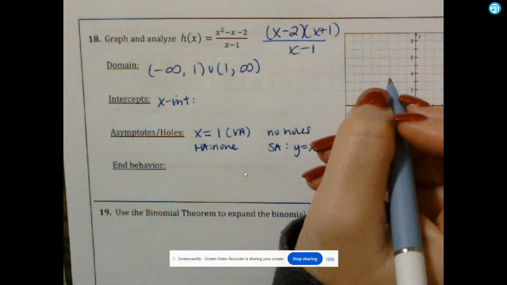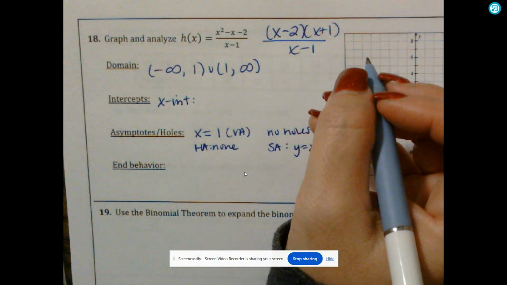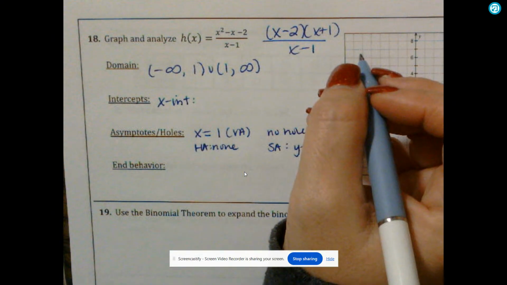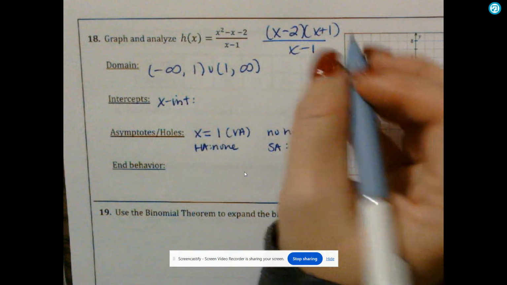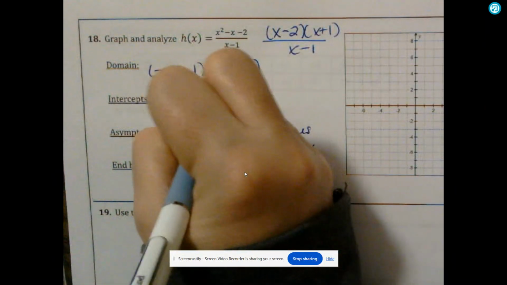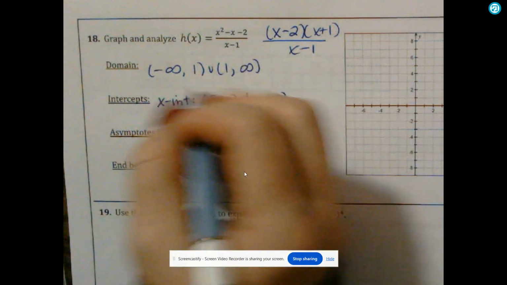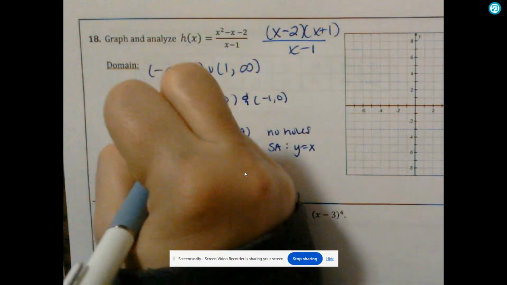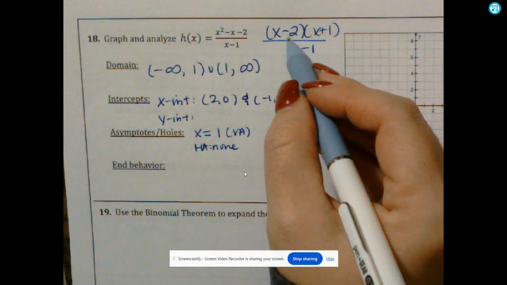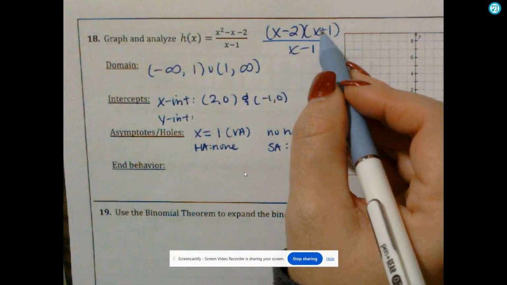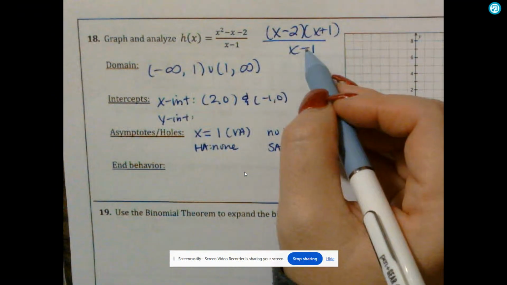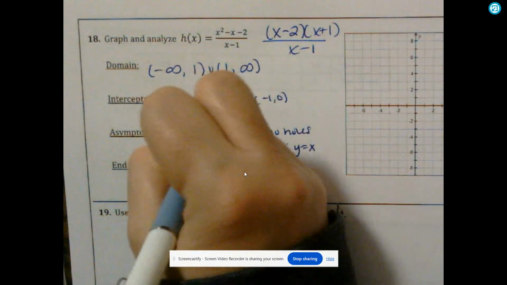Our x-intercepts are going to be at 2 and negative 1. So that's the top. Our y-intercept would be plugging in 0 for x. So that's going to be negative 2 times 1, so that's negative 2 on top and negative 1 on bottom. So that's going to give me 0, 2.